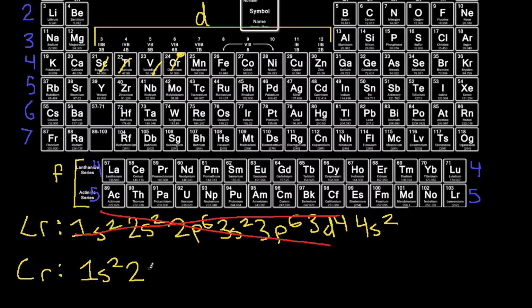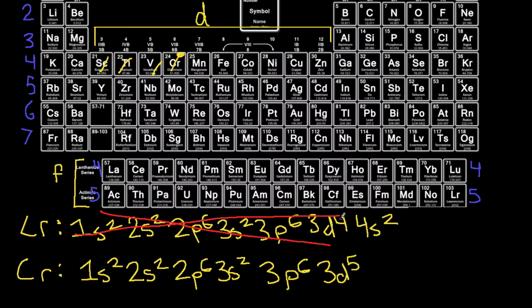We're going to get 1s2 and 2s2, 2p6 as normal. So are the 3s2 and 3p6, but this is where it changes. So instead of 3d4, we're actually going to get 3d5. And this electron is going to come from here. So instead of 4s2, we're going to get 4s1.